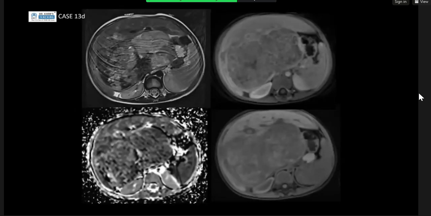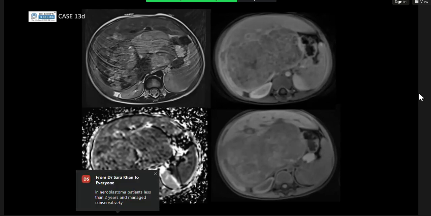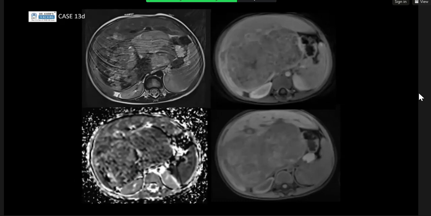These are the axial MRI T2 showing a heterogeneous lesion with T2 hyperintensity. On contrast enhancement, there is no significant enhancement. I think the ADC images also do not show significant restricted diffusion. So I would keep the lesion within the adrenal gland on the right side, which is crossing the midline. Can I know the clinical history?